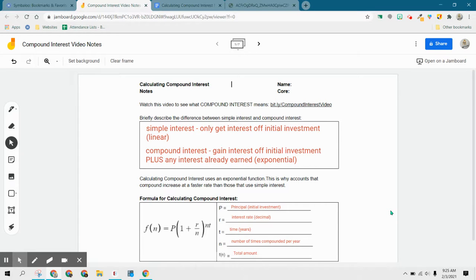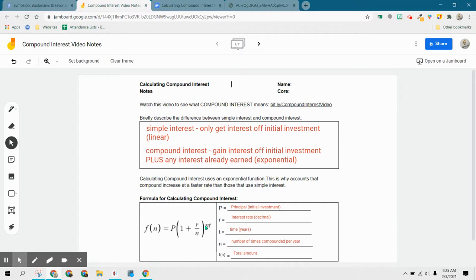N, our new variable here, is actually the number of times that our interest is compounded per year. And different accounts can compound at different rates. And in a minute, we'll talk about the different amounts that you might see there. But it could happen once a year, twice a year, 4 times a year, 12 times a year. That value N is the number of times they compound your interest per year.